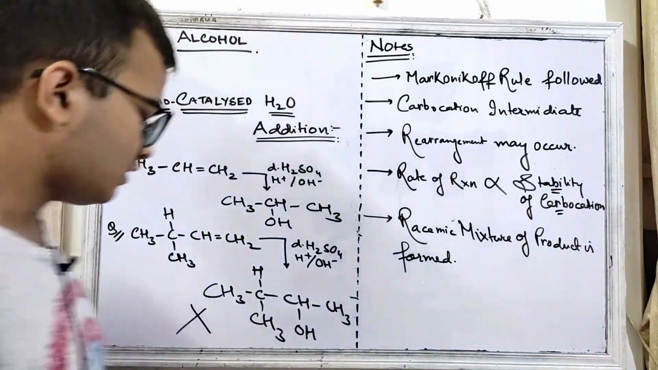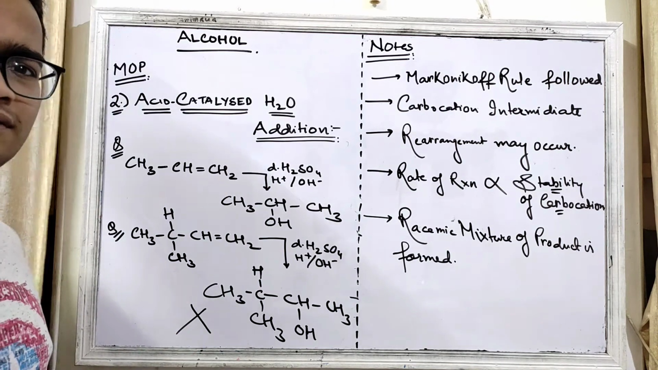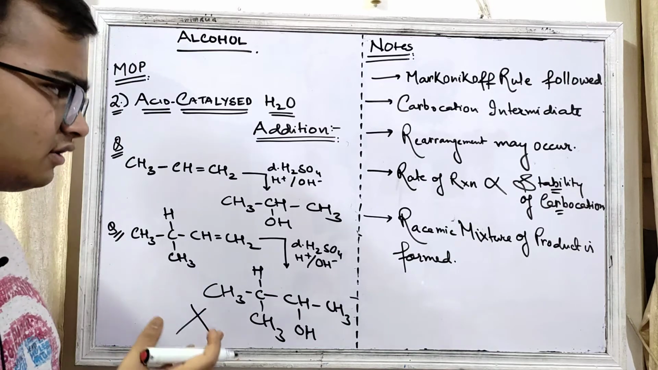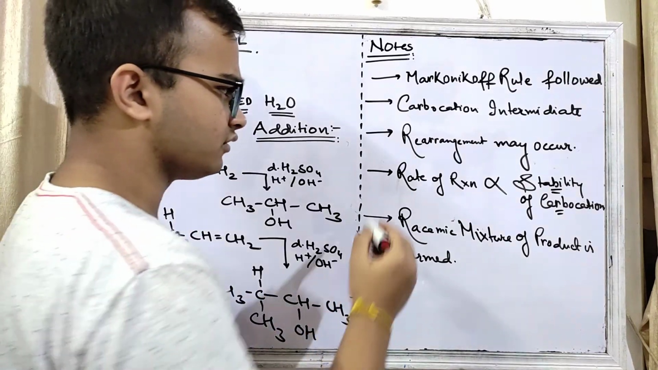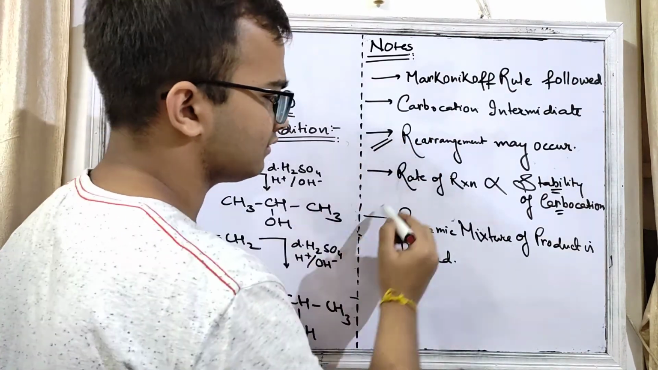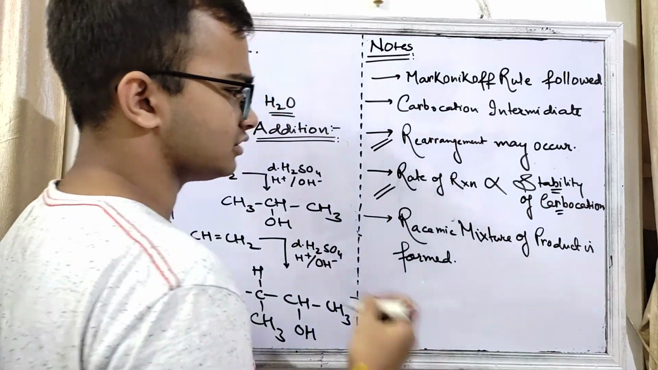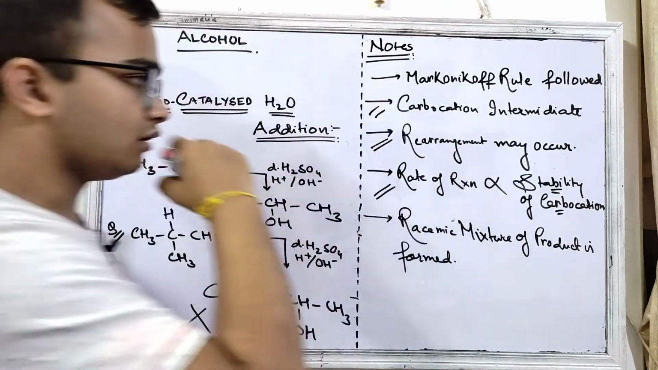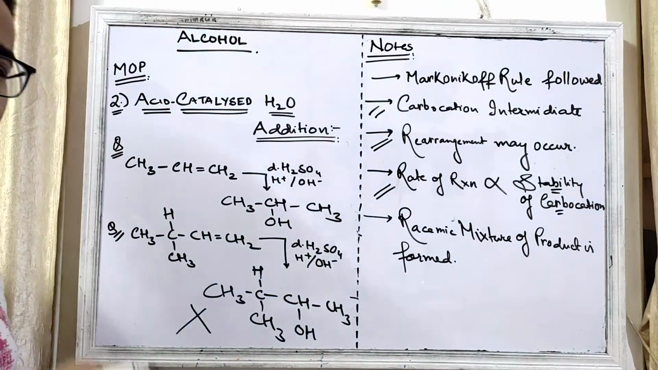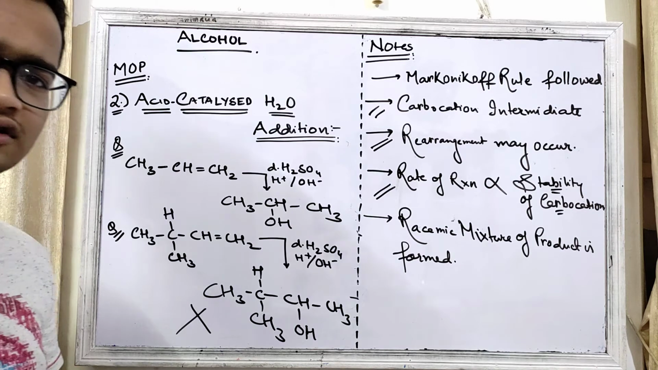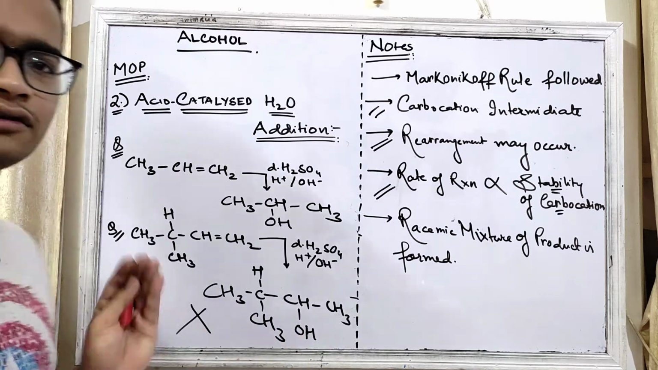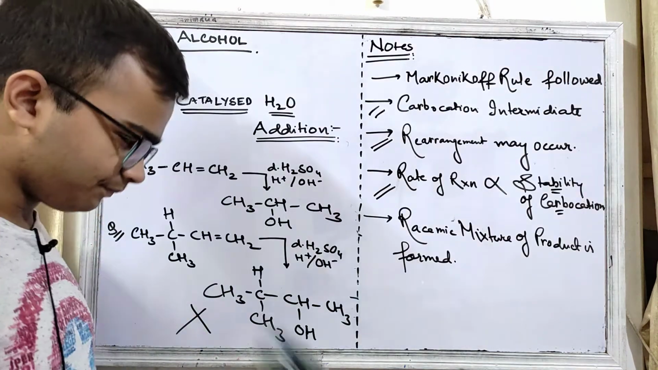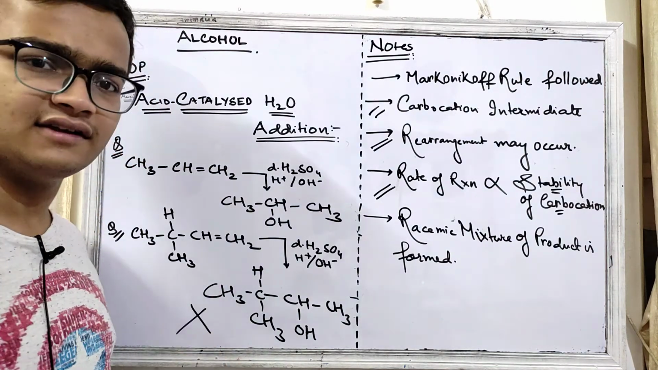Okay, let's do the mechanism for better understanding. I am telling you beforehand, this is not the product. Keep in mind a few notes: rearrangement may occur, the rate of reaction is directly proportional to the stability of carbocation, and there is already a carbocation intermediate formation. So let's write the mechanism of this reaction so that we can understand why this thing is not happening. I will make sure you understand.